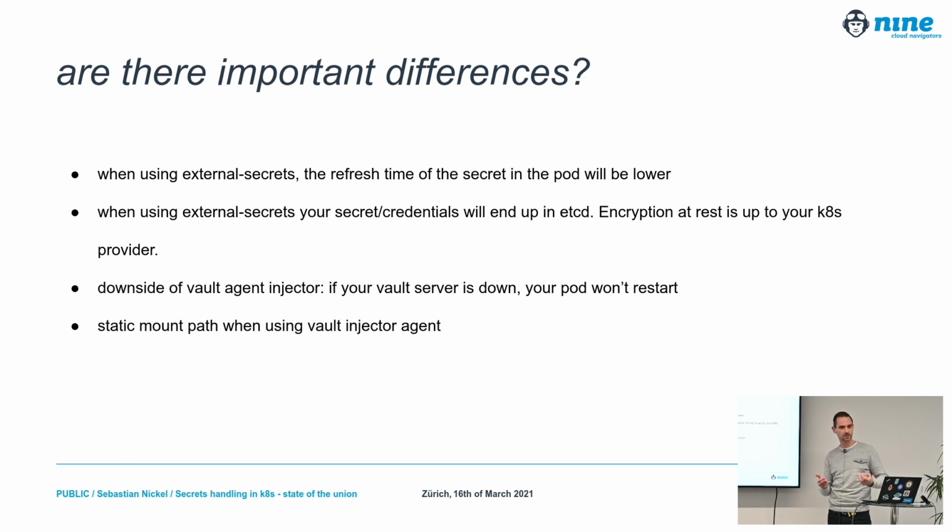If your Vault runs in Kubernetes, where your workload also runs, then I don't think it's a big deal, because either you have etcd running in HA, or you have Vault running in HA. But if Vault is running outside and you have a long network path in between, then that might be a problem for you. One more downside I noticed is the static mount path when using the Vault injector agent, because it always mounts at /vault/secrets.